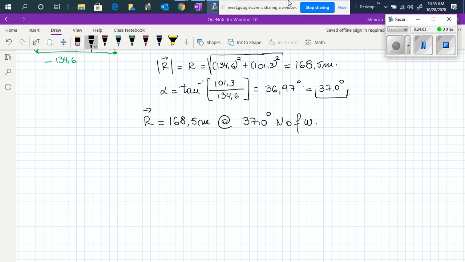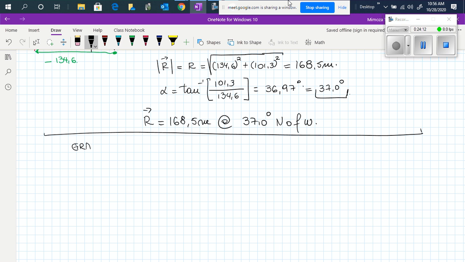One more thing that is in relation to vectors is how to operate them graphically. So, the graphical approach of vector operation.